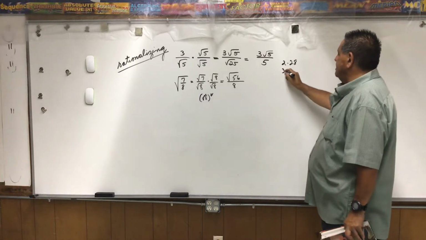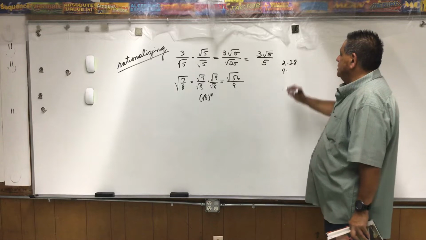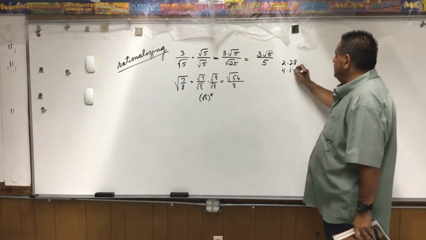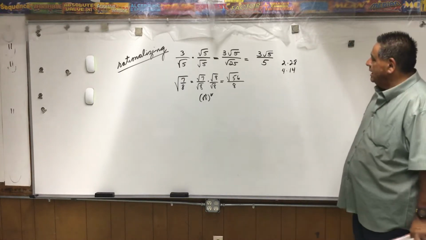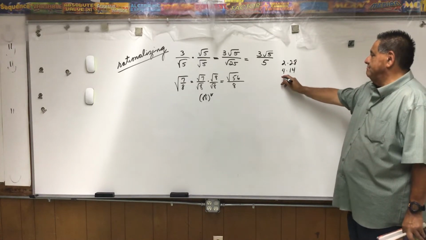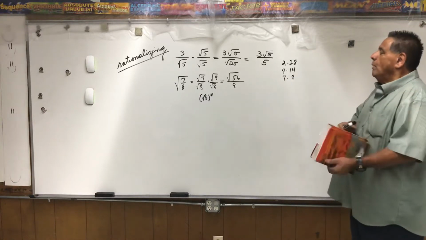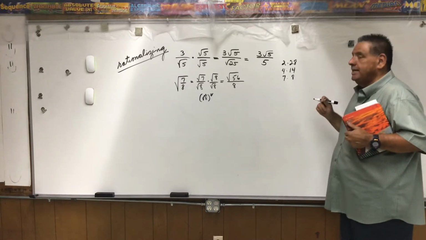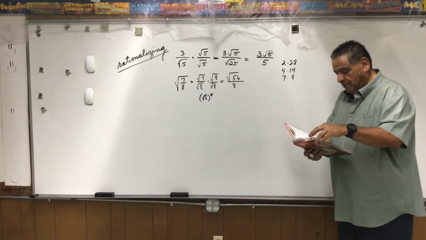What about 3? 3 won't. How about 4? 4 times 14 will be 56. We're getting there. 5, 6, 7. You get 7 times 8. What we're going to do here is see if we can get a perfect square, and see if we can simplify that any further on that problem.